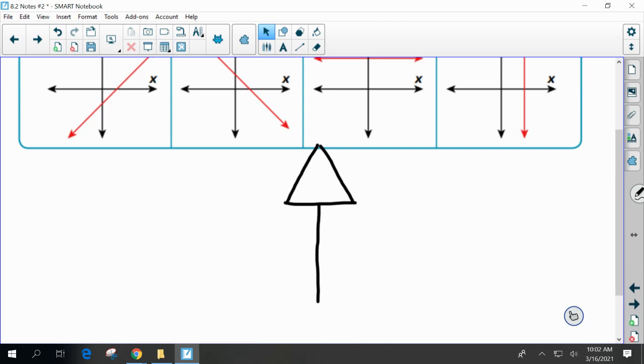So if your slope's looking like this side of the tree, it's a positive slope. If your slope looks like this side of the tree going down, this is a negative slope. If your slope looks like this horizontal line right here, it is 0. And if your slope is undefined, it's vertical up and down. So this is supposed to help you remember like what your graph looks like and what kind of slope that should equal. Okay?